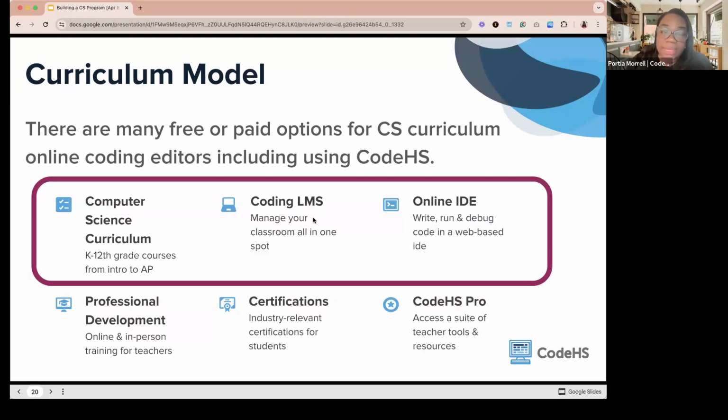But there are many free and paid options for computer science curriculum and online coding editors, and one of those includes CodeHS. In CodeHS, our curriculum for grades 6 through 12, not K-12, is free. The elementary side is kind of on its own, so it doesn't have a freemium option, but the computer science curriculum for middle school and high school is free to access and use with your students today if you wanted to.